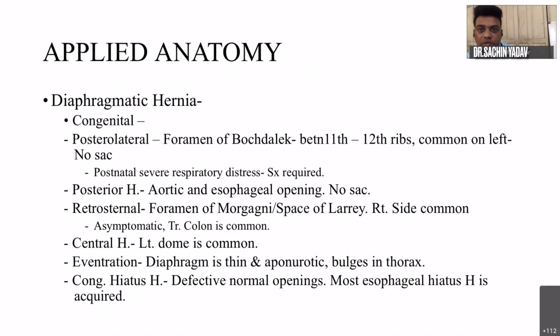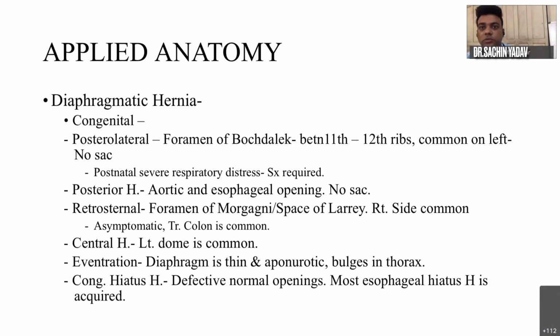Eventration. What is the eventration? It is when the diaphragm is very thin and aponeurotic, with more collagen fibers as compared to muscle. So it bulges in the thorax, taking into it the abdominal viscera. And the congenital hiatus hernia is through the defective normal openings. Apart from the normal opening, there is the defective, dilated opening, and the most commonly involved is the esophageal hiatus. Okay, and it can also be acquired.